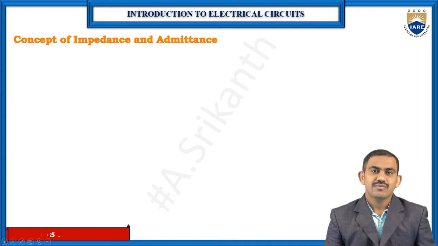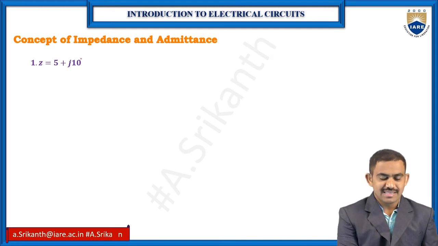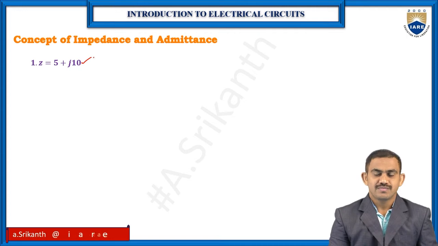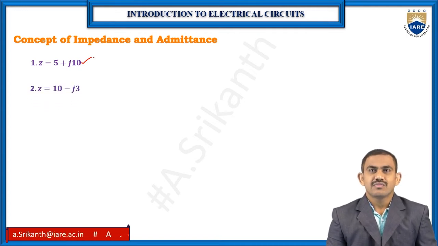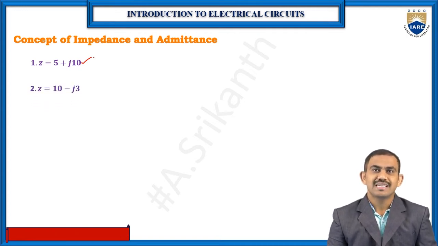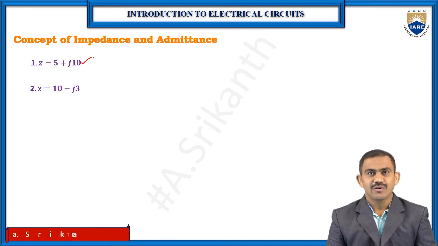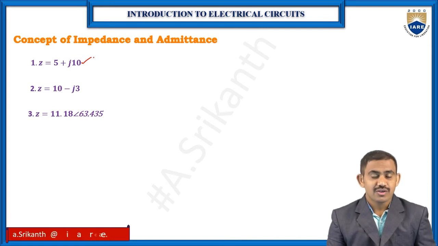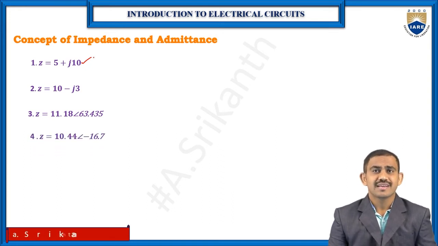Now I have one problem here, that is z equal to 5 plus j10. This is my rectangular form. I want to convert into polar form. Same thing here. One more value, z equal to 10 plus j3. Again I want to convert into polar form. And same thing here, z equal to 11.18 angle with 63.43. So here I have polar value, I want to convert into rectangular form.